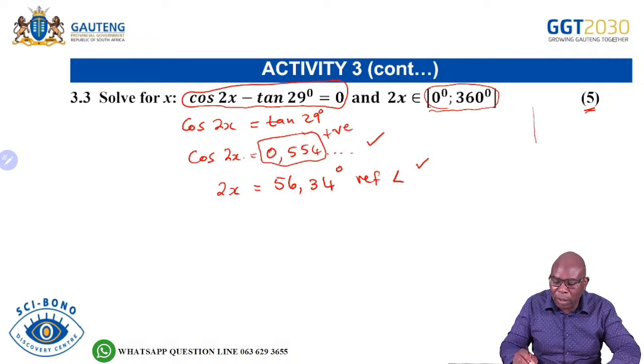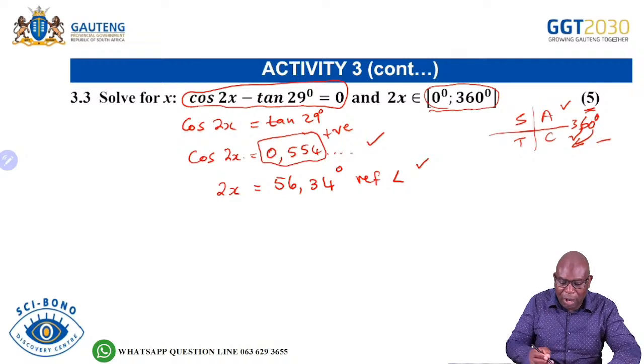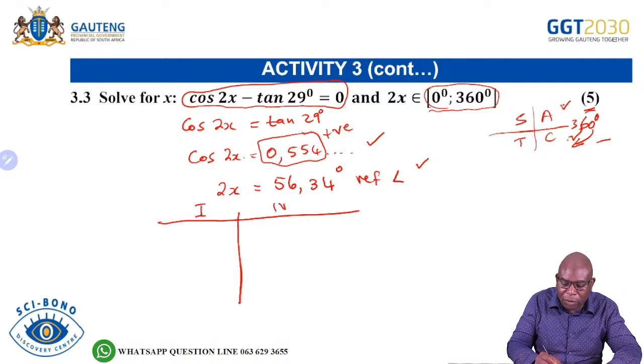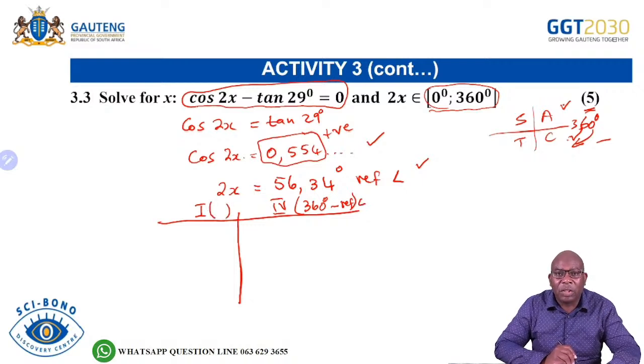Then I check on my quadrants, where is the cos positive? Very important there. My cos is positive in the first quadrant and in the fourth quadrant. In the fourth quadrant, I know it's 360 degrees minus, the reduction formula. So because I need my solutions in the first and fourth quadrants, I'll have a table. In the fourth quadrant, I use 360 degrees minus the reference angle. In the first quadrant, I don't use any reduction formula.